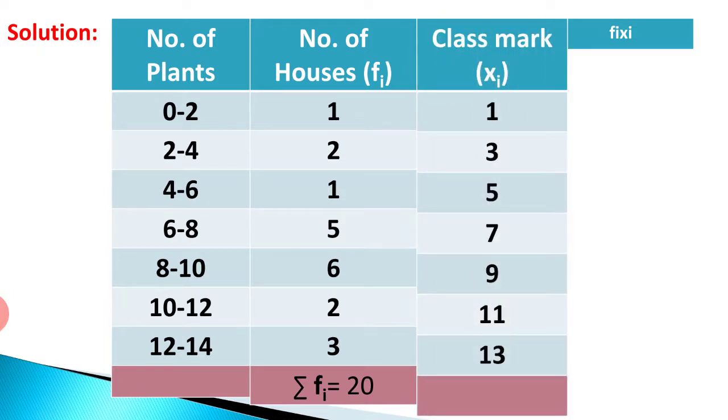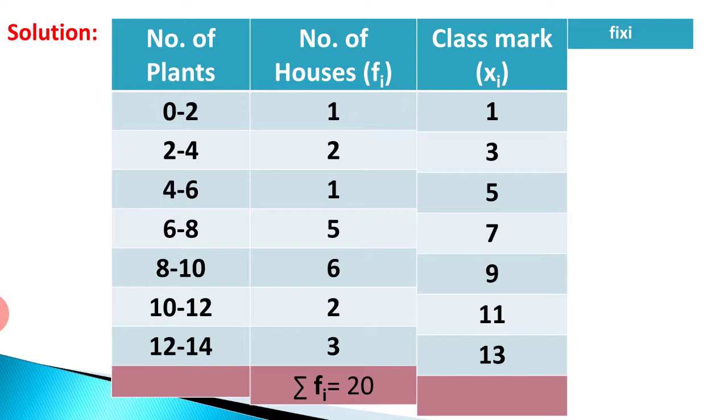Now how to find out class mark? As I told you, class mark is the average of upper class limit and lower class limit, that is upper class limit plus lower class limit upon 2. So 2 plus 0 upon 2, it will be 1. 2 plus 4, 6 upon 2, that will be 3. So we have calculated class mark for each interval.